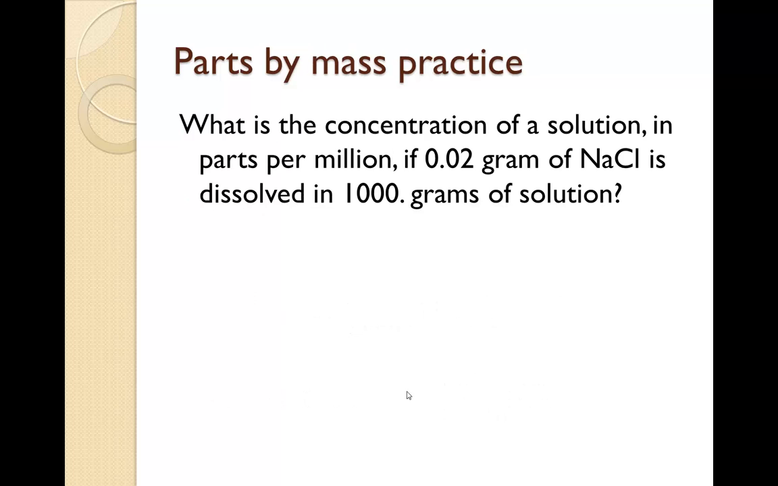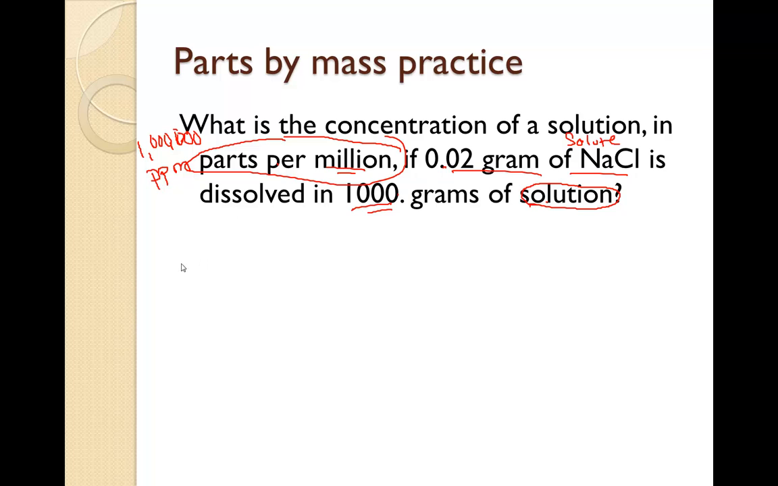So let's do some practice problems with this. What's the concentration of a solution in parts per million? So that means the multiplier is going to be 1,000,000. And the abbreviation at the end, the unit at the end, is going to be ppm. If 0.02 grams of this NaCl, which is the solute, is dissolved in 1,000 grams of the solution, because of the fact that it says solution, we can just use 1,000 grams. Remember, if it had said solvent instead, we would have had to add these two numbers together.